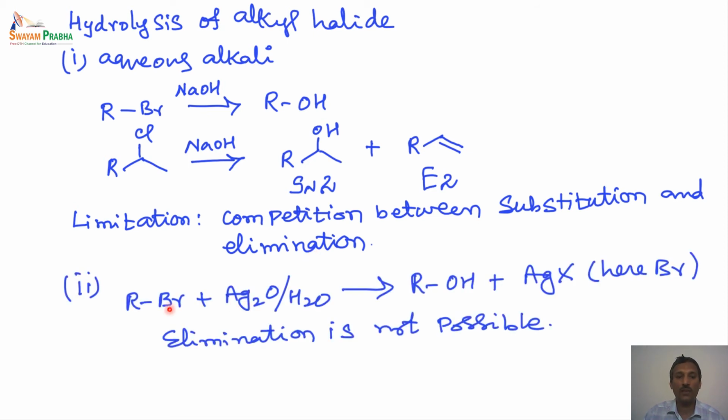So we have a better method where alkyl bromide, when treated with silver oxide in the presence of water, produces alcohol, and here the silver halide is formed as a precipitate. So in this particular case there is no elimination possible because we do not have a very strong nucleophile like the hydroxide ion. And moreover the silver halide which is formed is precipitated out, in other words, that is completely removed from the reaction system. So this produces the alcohols in very good yields.